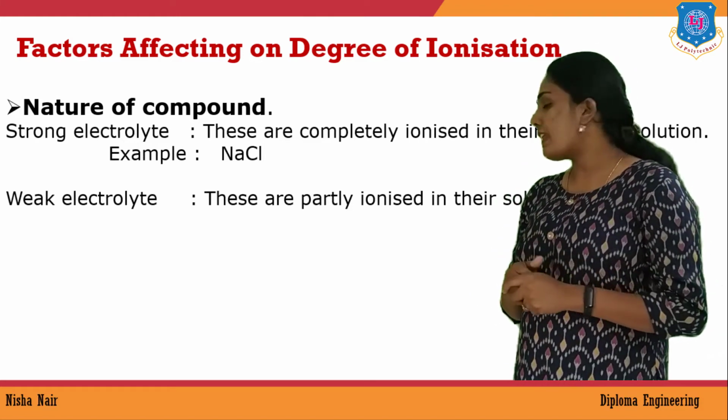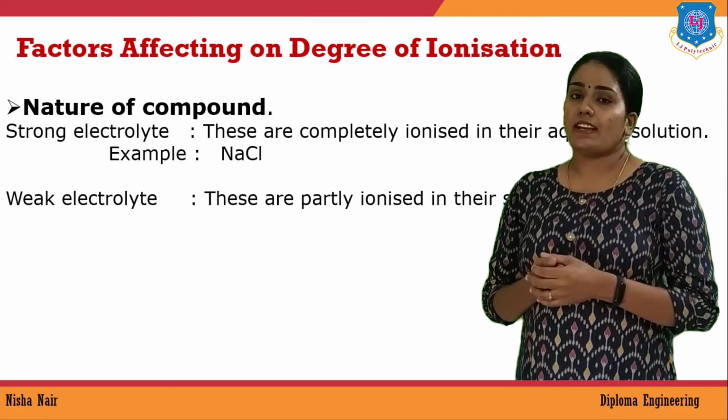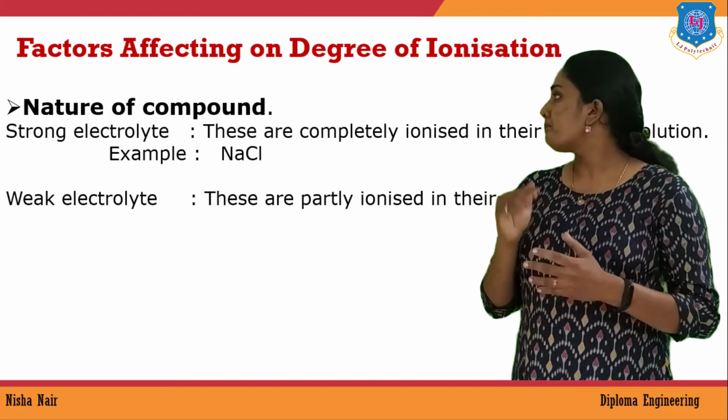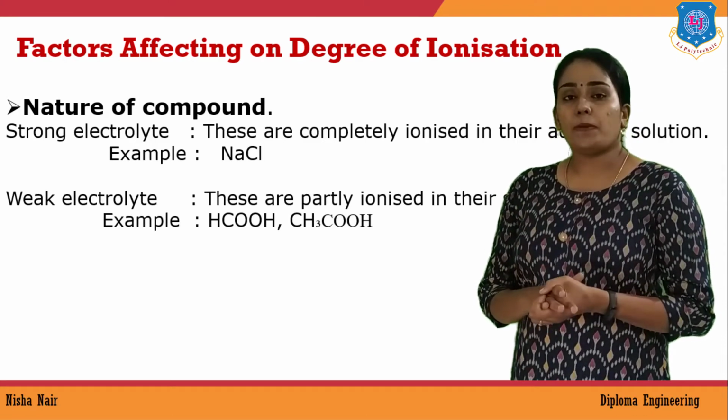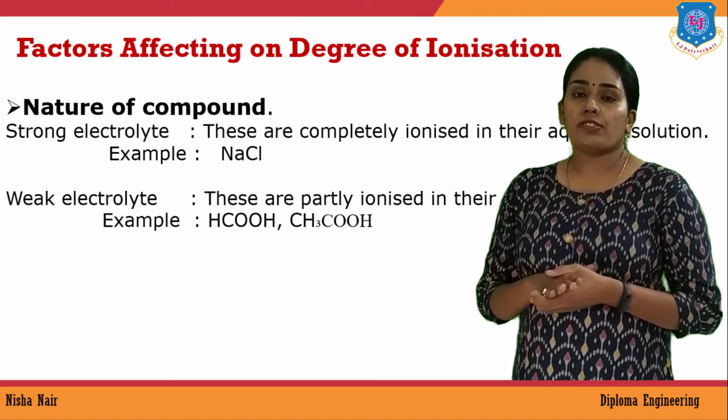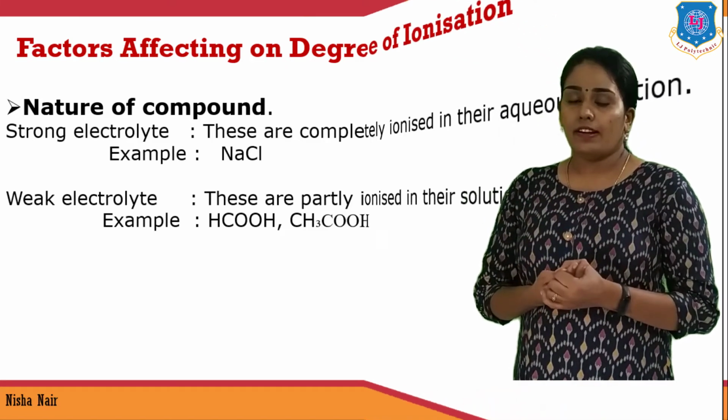So weak electrolytes are those electrolytes which do not get completely ionized in the solvent. Examples of weak electrolytes are formic acid, acetic acid or organic acids, because they are only partially dissociated in the solvent. So according to the nature of the substance, the degree of ionization also depends. Strong electrolytes show a high value of degree of ionization and weak electrolytes show a low value of degree of ionization.